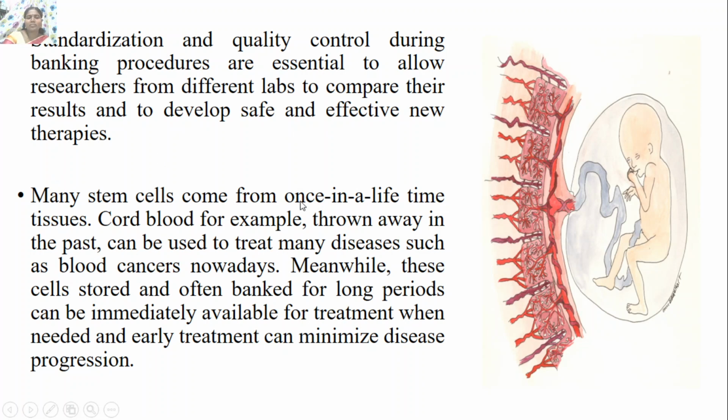Many stem cells come from once-in-a-lifetime tissue. Umbilical cord blood is an example, which you would otherwise throw away. It can be used to treat many diseases such as blood cancers. Meanwhile, these cells are stored and often banked for long periods, and can be available immediately for treatment whenever needed in the future life of the person. Early treatment can minimize disease progression. This is the umbilical cord, where the cells can be stored during childbirth.